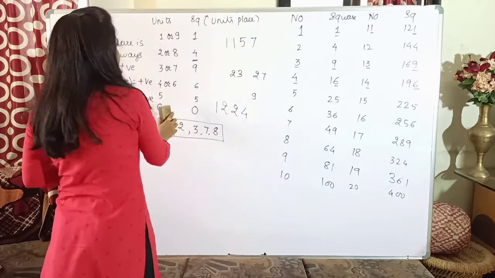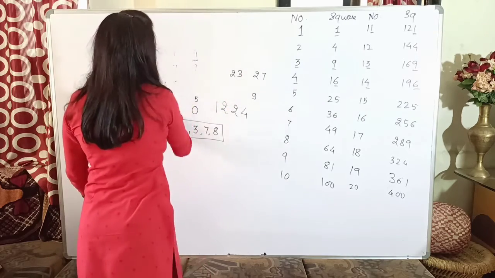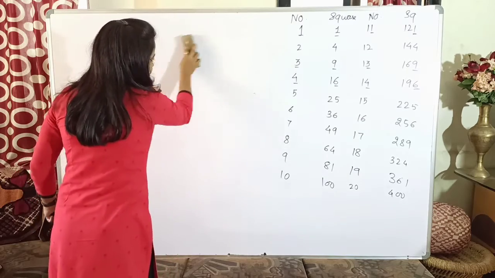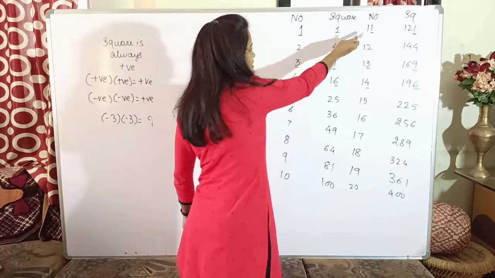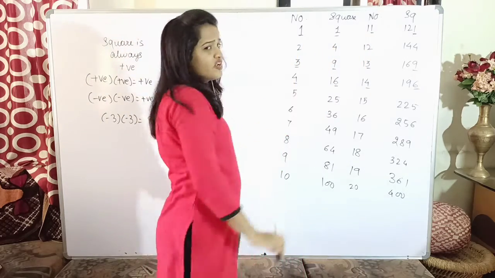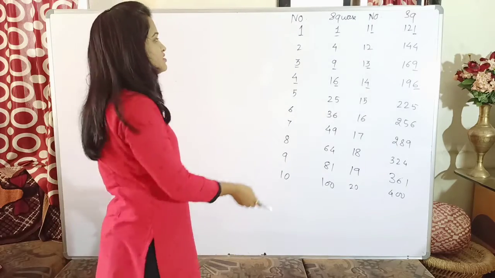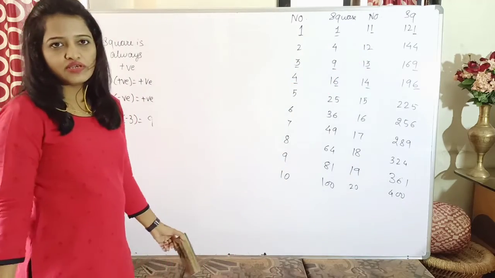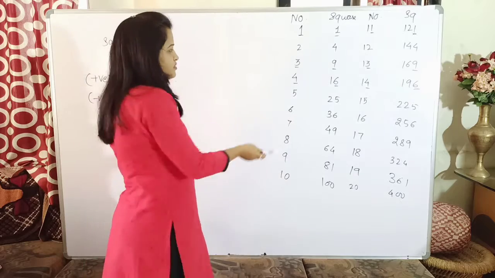The third property says the square of an even number is even, whereas the square of an odd number is odd, as you can check in the given table itself. What is the square of 1? 1. 11, 121. What kind of number is 1? 1 is an odd number, and their squares are also odd numbers. 2, 4, 12, 144. So again, 2 is an even number, and their squares are also even numbers.